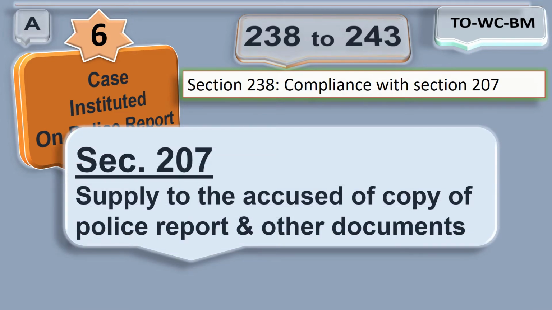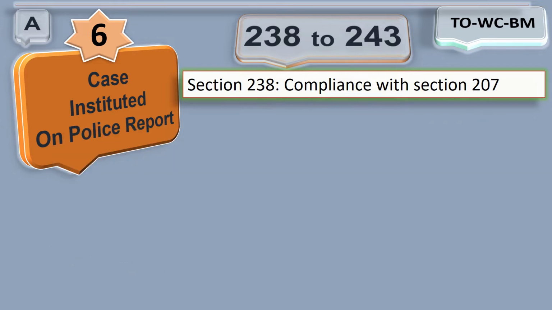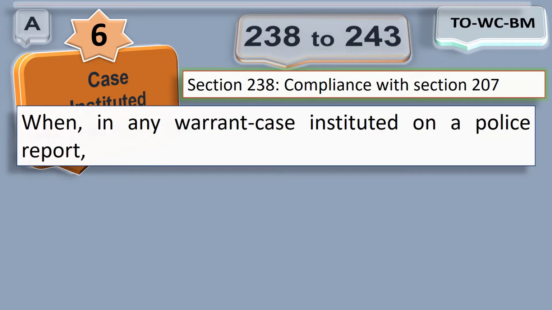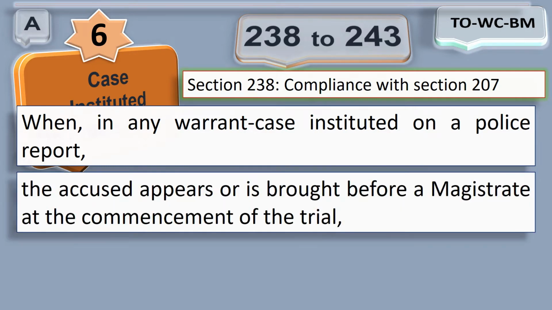So now I hope everybody has understood this point, that under section 238 it is instructed, it is a mandatory thing that police report and other documents attached with the police report should be given to the accused so that he can defend himself. Without this, a case cannot be initiated. Now let's read the bare act of the language. It says, when in any warrant case instituted on a police report, the accused appears or is brought before a magistrate at the commencement of the trial.